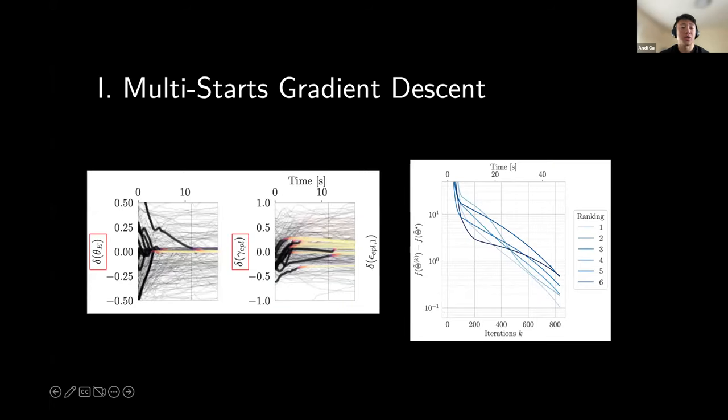Okay, so how well does this actually work in practice? Let's look at an example system. On the left, I've shown the trajectory for two parameters, or specifically the error trajectory of two parameters with respect to time, or the number of gradient descent iterations. The solutions that have been bolded are the ones that converge to the correct solution.